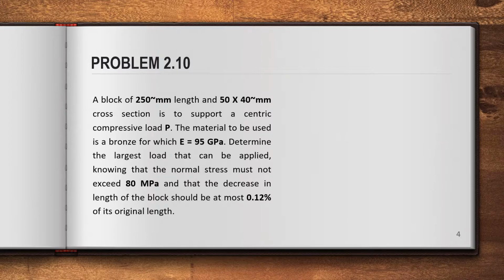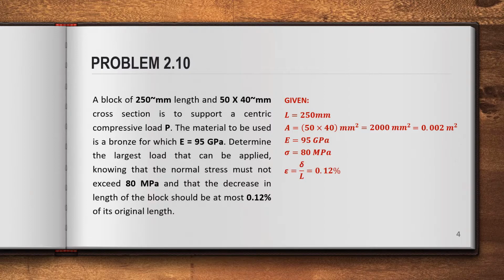So before we proceed to our solution, we need to identify first the given. Based on the problem, the first given is the length, which is 250 millimeter, and we also have the cross-sectional area, which is 50 by 40 millimeter squared, or 2000 millimeter squared, or this can also be equal to 0.002 meters squared. We also have the E, which is the modulus of elasticity, which is 95 gigapascal, and also normal stress, which is 80 megapascal, and also the decrease in length, which is epsilon equal to delta over L, which is 0.12% or 0.0012.